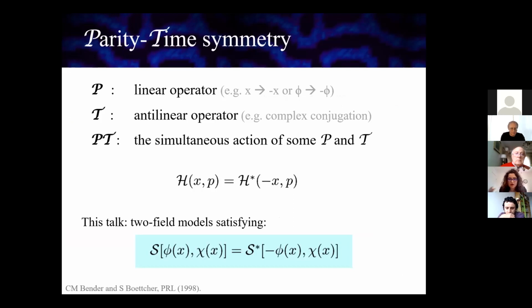PT symmetry: we've all heard everything about this already, all the basics. You have a P operator and a T operator. P is usually going to be x to minus x in a quantum mechanical system, but in the field theories we're looking at today, importantly, we're going to take phi to minus phi. We're going to have one of the fields have the parity symmetry, not the position space variable. So we end up with an action that looks like this.